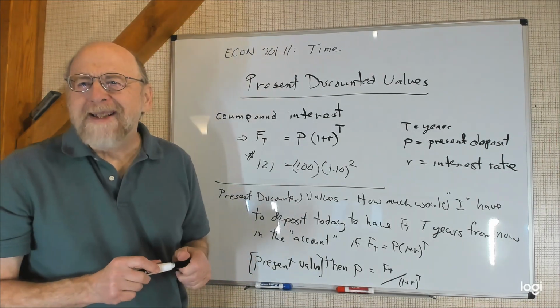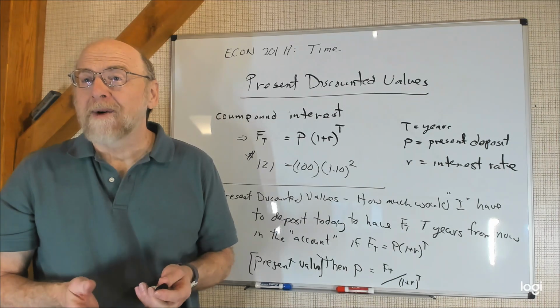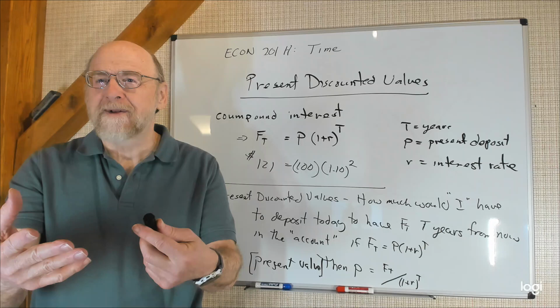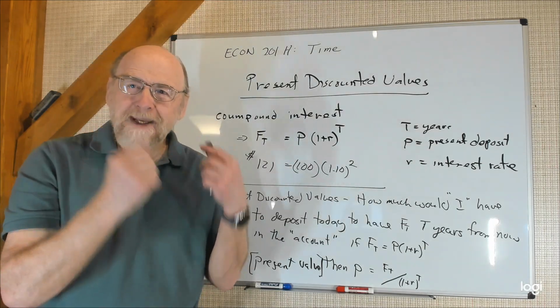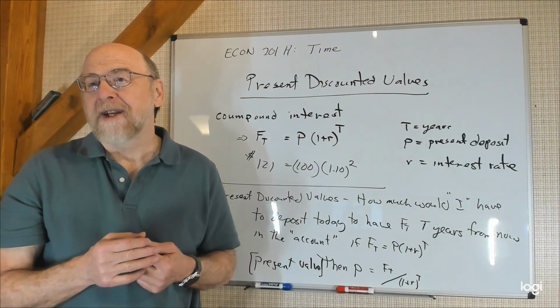All right, so the basic idea is pretty straightforward. It's just taking the compound interest formula and working backwards to figure out how much you would have to deposit today to have a particular amount in the future, rather than figuring out what future amount you would have if you deposit amount P today and let it ride at whatever the prevailing interest rate is for T years.